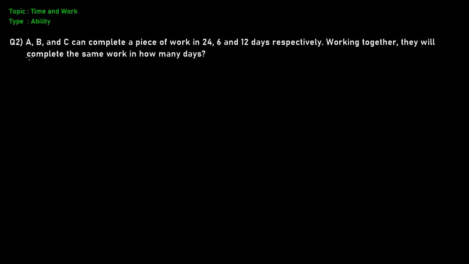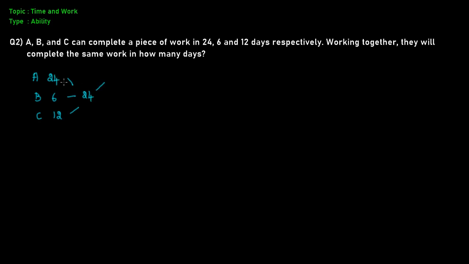Question number 2. A, B and C can complete a piece of work in 24, 6 and 12 days respectively. Working together, they will complete the same work in how many days? So they are saying A can complete a piece of work in 24 days, B can complete the same work in 6 days and C can complete the same work in 12 days, right? Now, I'm just going to take LCM of these 3 numbers. So the LCM of 24, 6 and 12 will be 24 itself.